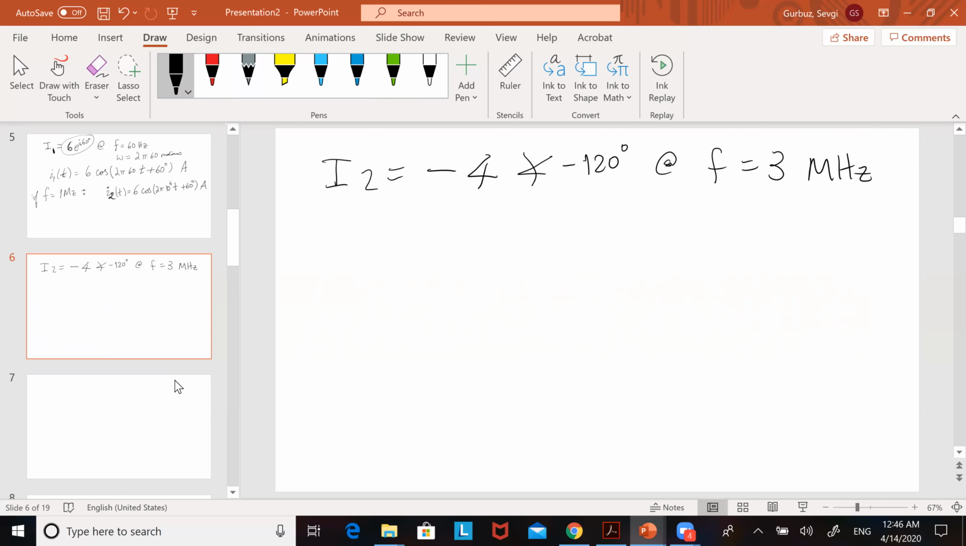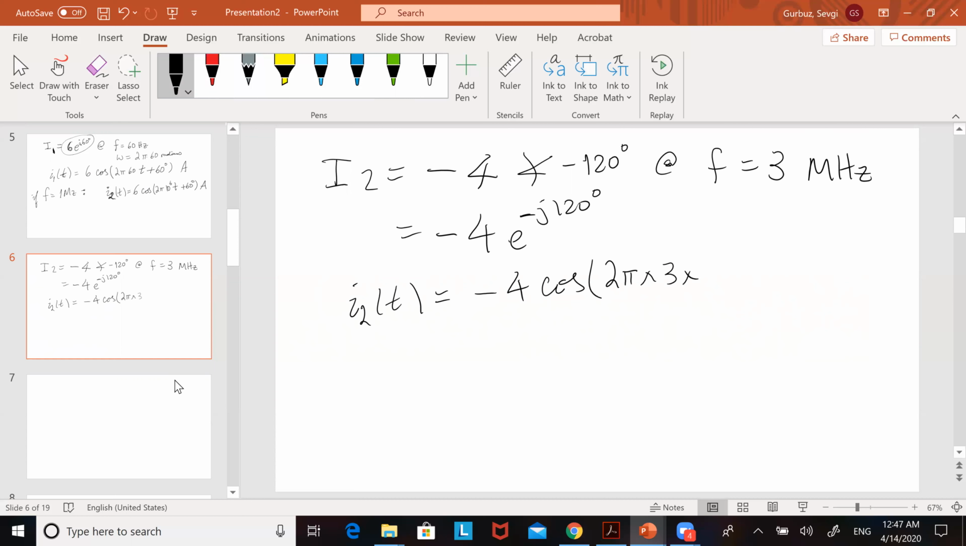Well, first remember that this angle notation is equivalent to writing this as -4 times e to the minus j of 120 degrees. And then you can convert back to the time domain by just taking this as -4 times the cosine of the frequency. And remember to convert to radians. So it's 2 pi times 3 times 10 to the 6 times t, and then plus the phase, which in this case is minus 120 degrees. And of course, this has units of amps, if we take that into account.